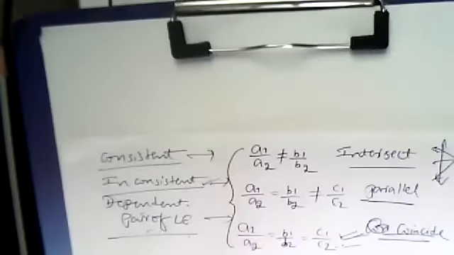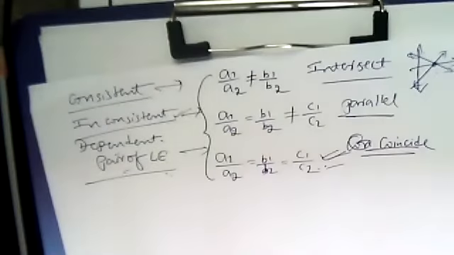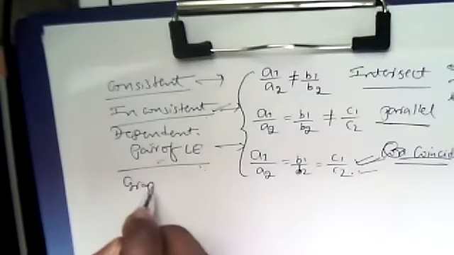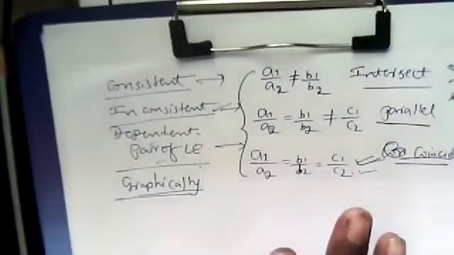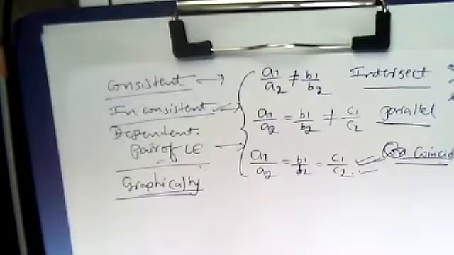We have to find out what is given graphically, which means we should draw the graph. That is compulsory. To find whether the following pair of equations has no solution, unique solution, or infinitely many solutions, they have given three options, and they have also given two equations.